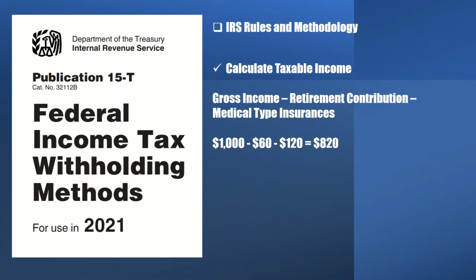All right, so the basic IRS rules and methodology for calculating taxable income is going to be to take your gross income, subtract the retirement contribution, and then subtract your deductible medical type insurances. Now, there is another method, and that other method requires filling out a W-4 and estimating your taxes, what other deductions you might have. Maybe you have another job and you want all your taxes to come out, whatever.